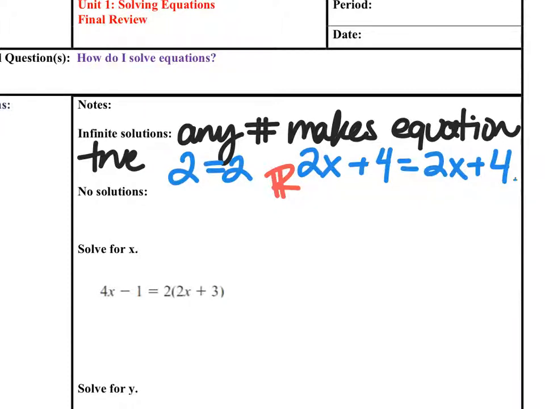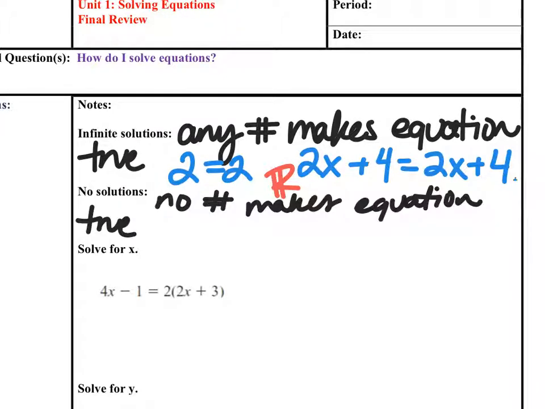Next up is no solutions. No solutions is when no number makes the equation true. So if we end up with something that is false, like 3 is equal to 4, well, that's just false. And so we cross that out, and we have to say no solutions. We also know that lines that never intersect will actually make no solutions because they never cross.